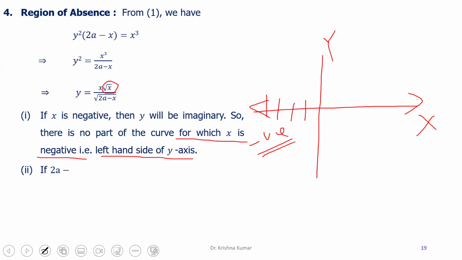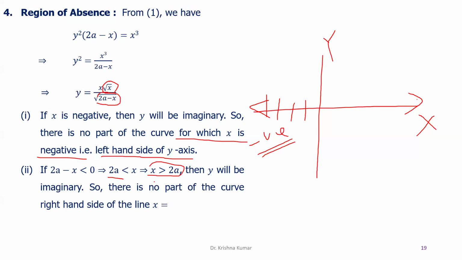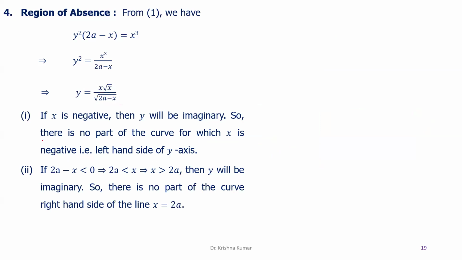Second, if 2a minus x is less than 0, it means 2a is less than x, or x is greater than 2a, then y will also be imaginary. If 2a minus x is negative, then the root of a negative number is again imaginary. So there is no part of the curve on the right hand side of the line x equal to 2a.